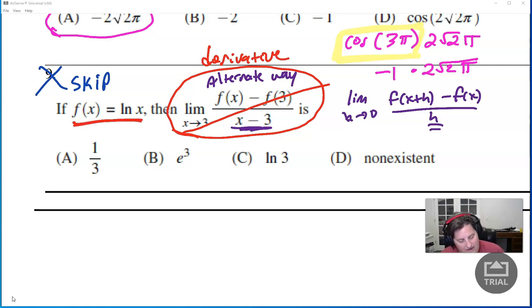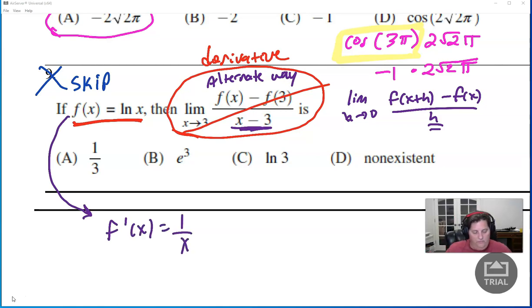If f of x equals ln of x, what's the derivative of that? Well, that's pretty easy. You guys all know that. Okay? The derivative of ln is 1 over x. Now, what does this mean right here? As x gets really, really close to 3. So the derivative at 3 is going to be 1/3.